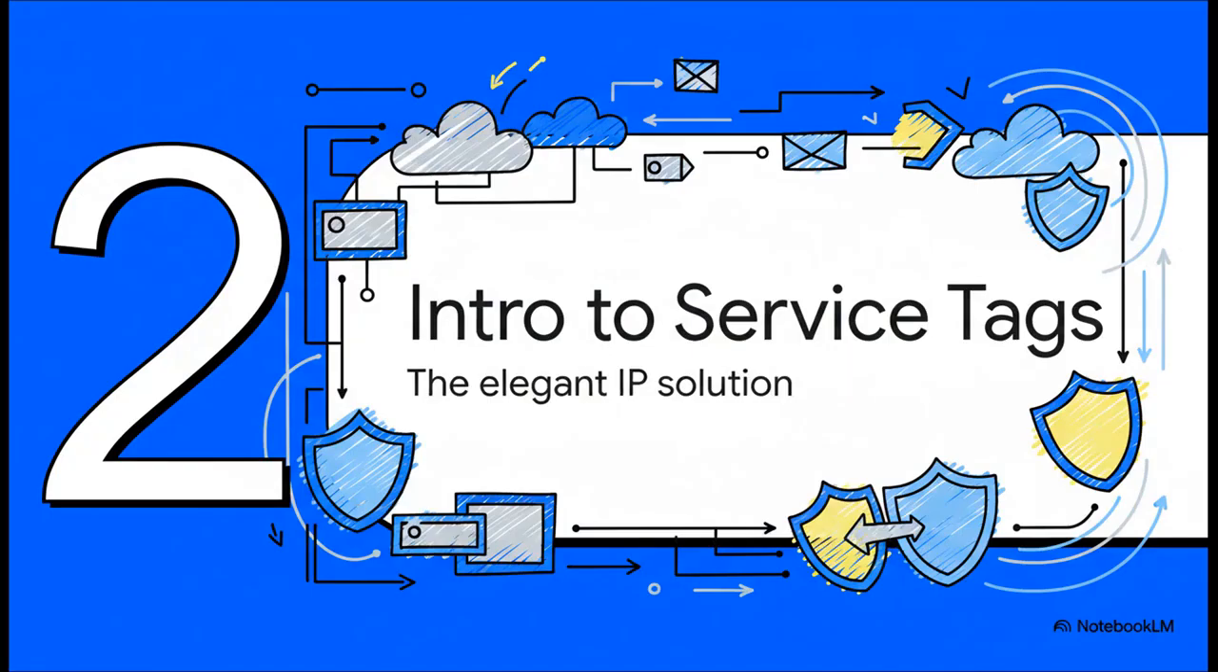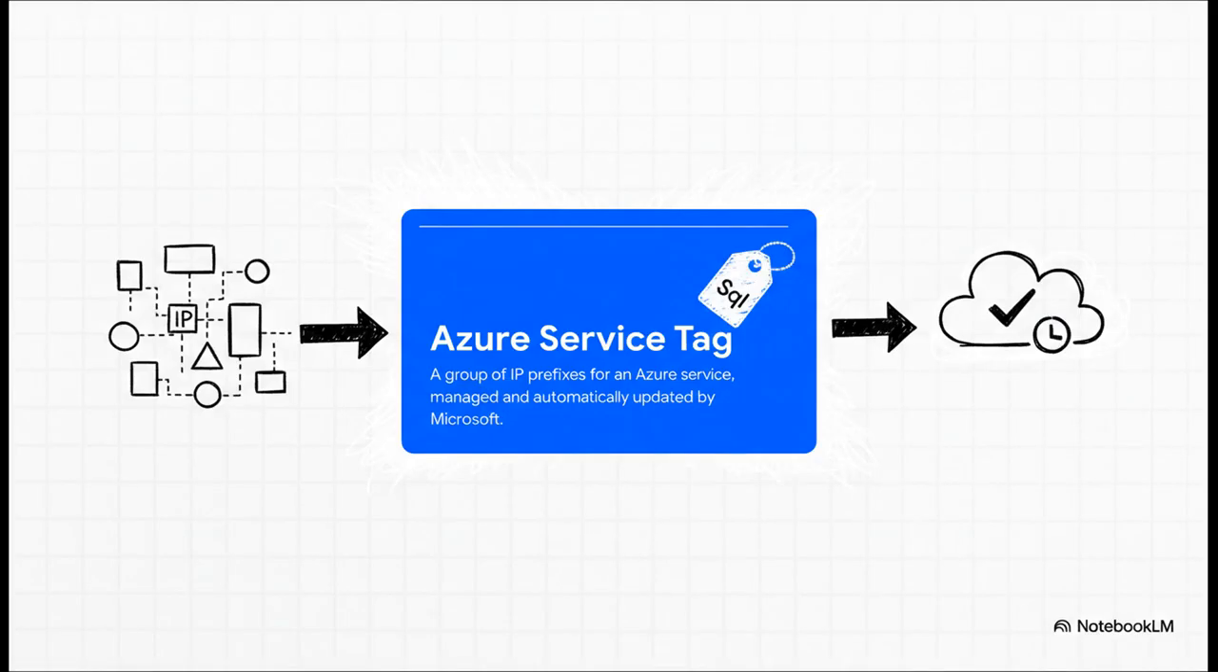So what is this magic solution we're talking about? Let's properly introduce Azure Service Tags. They are a simple, yet incredibly powerful feature that was designed to solve this exact problem. At its heart, this is all a service tag is. The best way to think about it is like a managed alias. So instead of you having to know every single IP address for, say, Azure SQL, you just use the alias SQL. Microsoft does all the heavy lifting maintaining that list of IPs behind the scenes for you automatically.